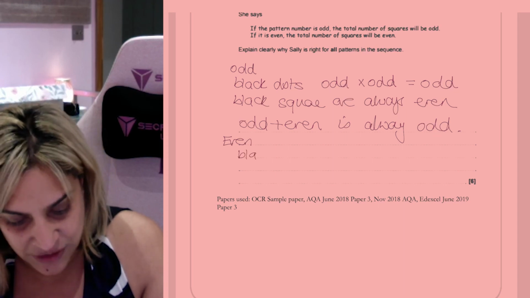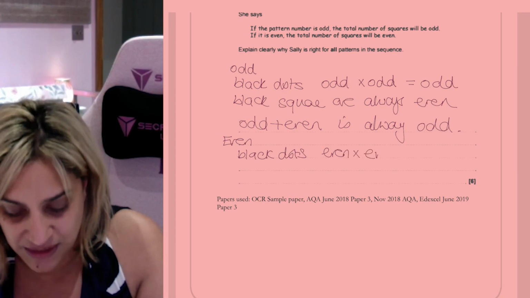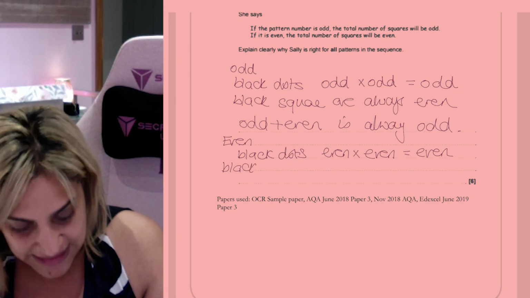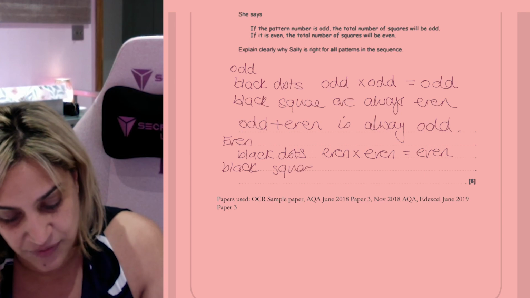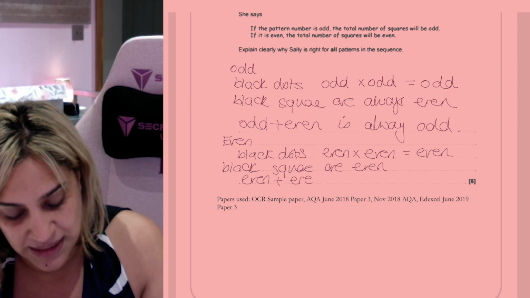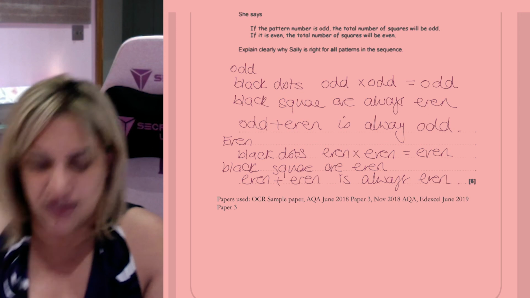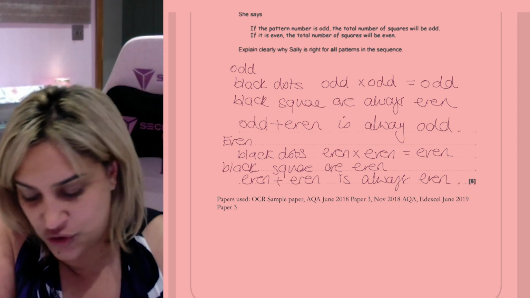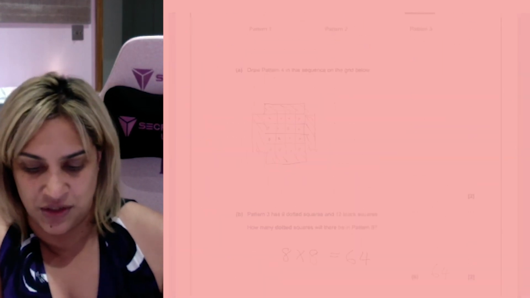Now let's think about even. The black dots will be an even number times an even number, which is an even number. And the black squares, because they're a factor of 4, are always even. So black squares are even. So an even plus an even is always even. That's a little bit complicated, and I think that's from the OCR paper. If that doesn't make sense, don't worry too much about it, as long as you can do most of the question, which is above. Okay, so hope that makes sense.